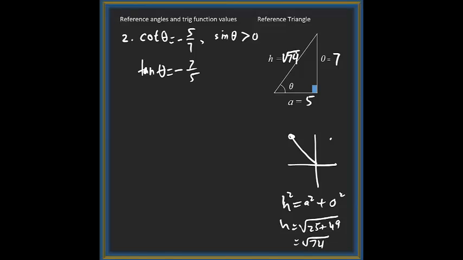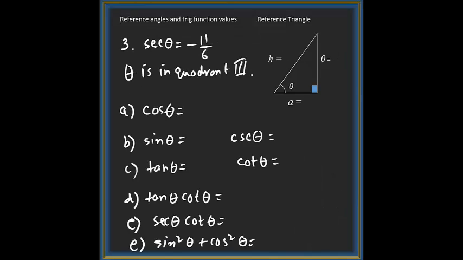That is our H. Now we are looking for sine theta, and we said sine theta is positive, and we are in the second quadrant. So our sine theta will be 7 over square root of 74. Then the reciprocal, cosecant theta, will be square root of 74 over 7.